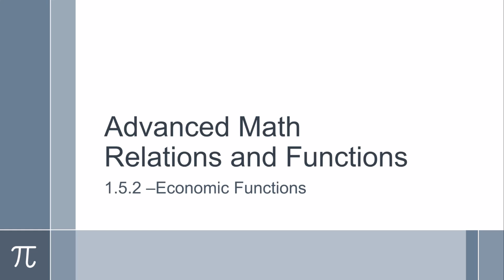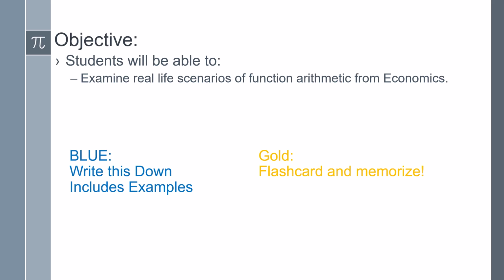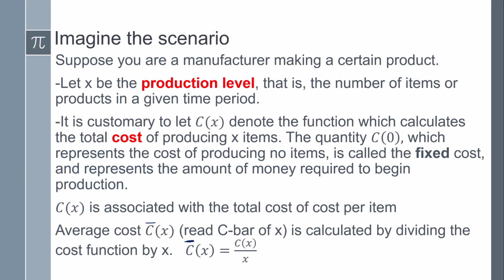This is section 152. We're going to take a look at some economic functions. So we're going to examine real-life scenarios of function arithmetic from economics. Suppose you're a manufacturer making a certain product. We're going to say x is the production level, meaning the number of items you want to produce in a given time period.